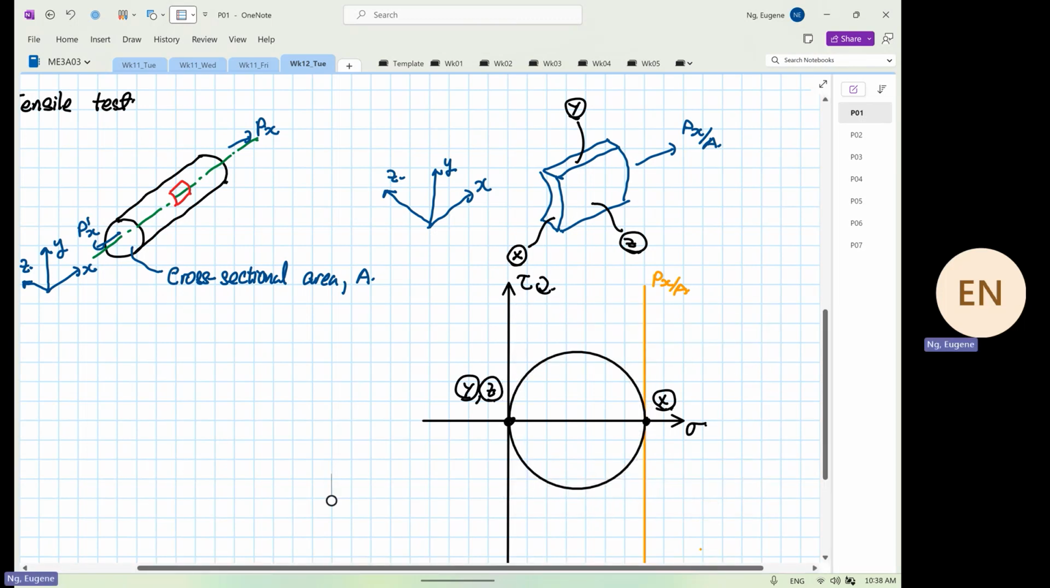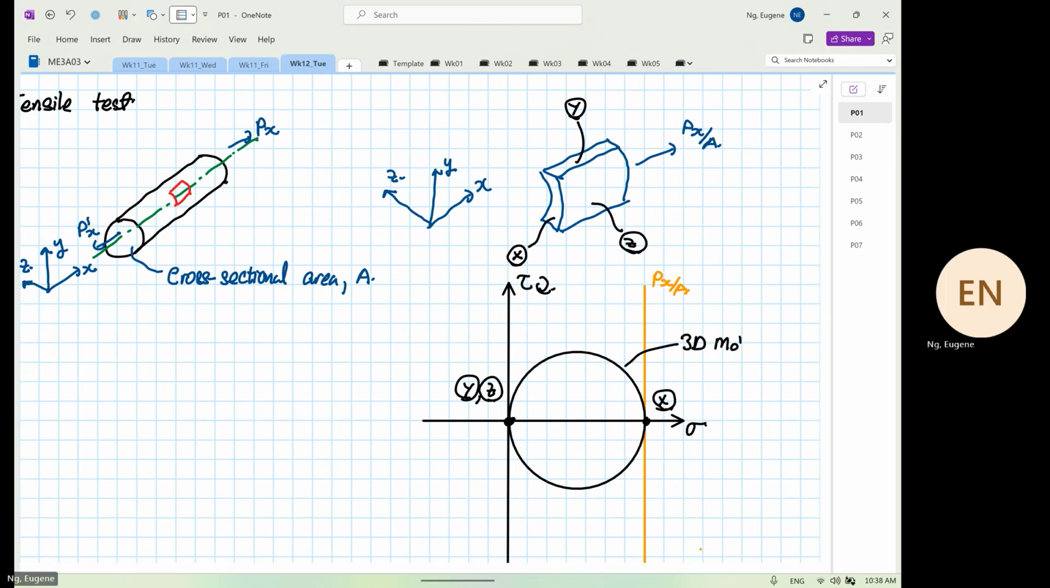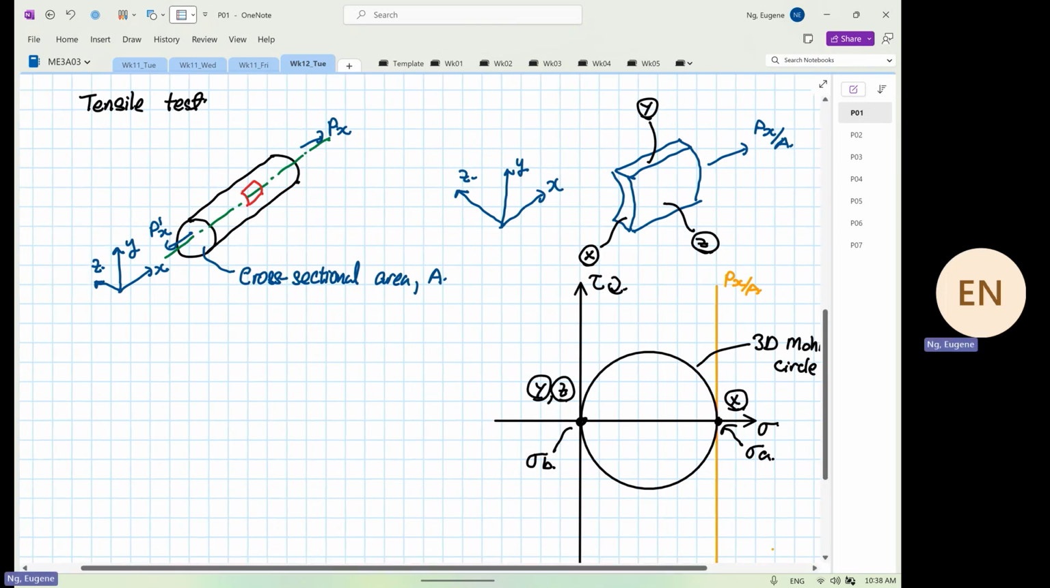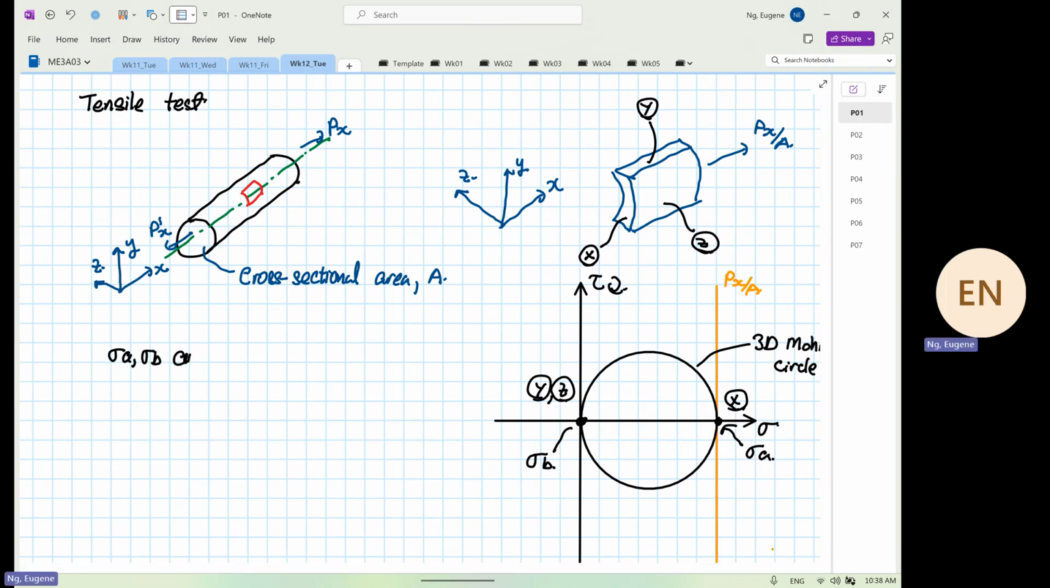Now what you see over here is a 3D Mohr's circle. But what is more important now is this point over here. I'm going to call it stress A. And this point over here, I'm going to call it stress B. So what we realize is stress A and stress B are the principal stresses.